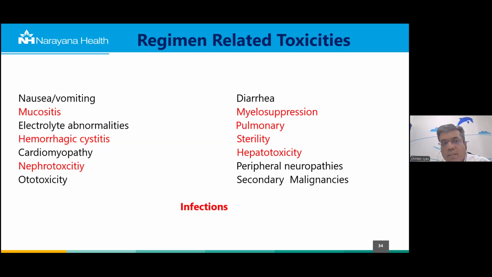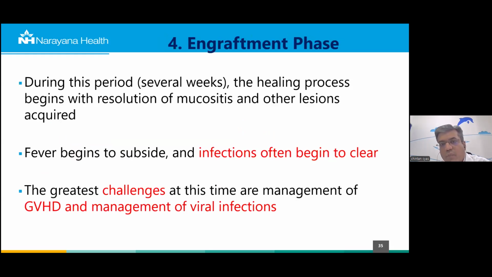Now, what are the other common side effects during this period? Mucositis, which you are all aware of, diarrhea, vomiting, electrolyte disturbance, heart, lung, liver, kidney toxicities, bone marrow suppression, and some other complications like hemorrhagic cystitis and peripheral neuropathies. All these are acute complications. And the most important complication is infection, because they do not have their own immunity.